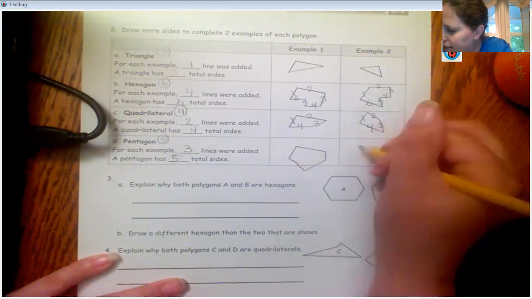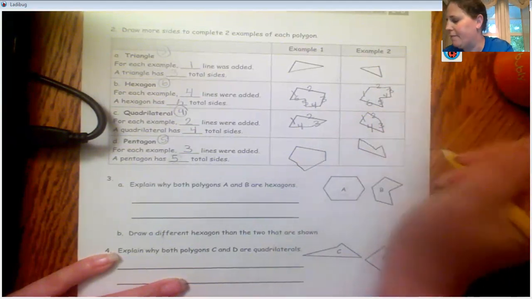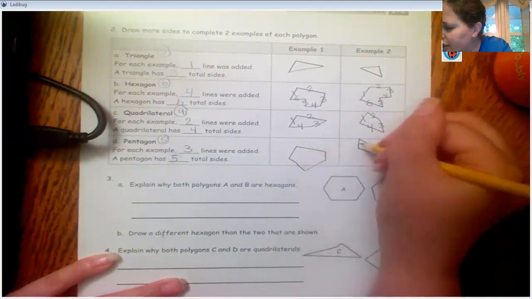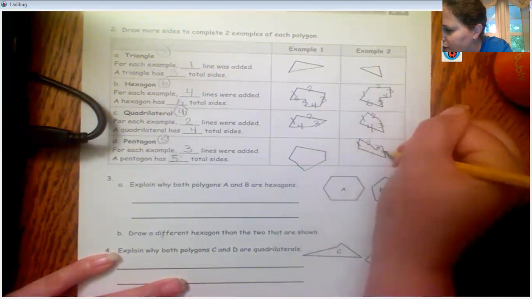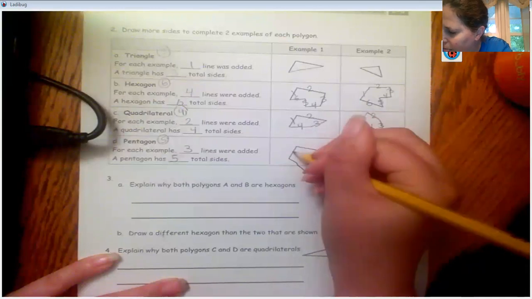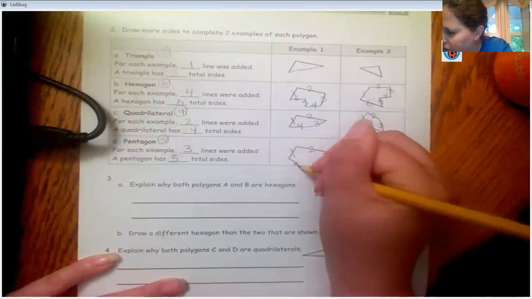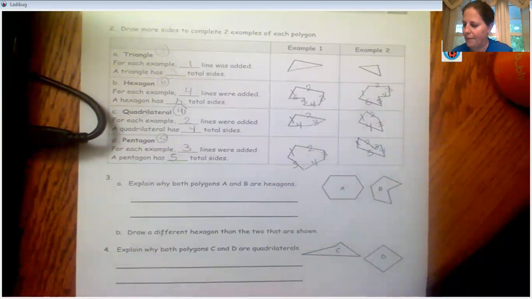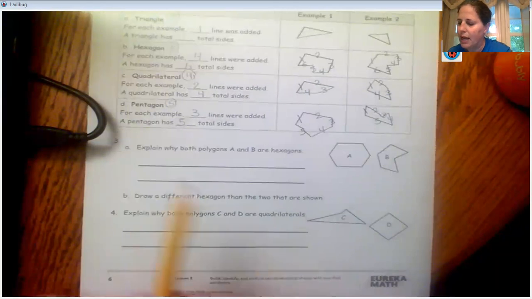Okay, and here I need to add 3 more sides as well. 1, 2, 3. So each one of these should now have 5 sides. 1, 2, 3, 4, 5. 1, 2, 3, 4, 5. Okay, now we're at number 3.